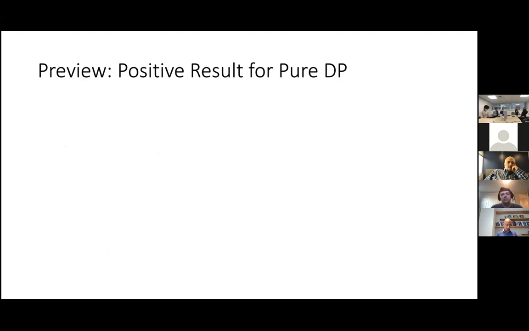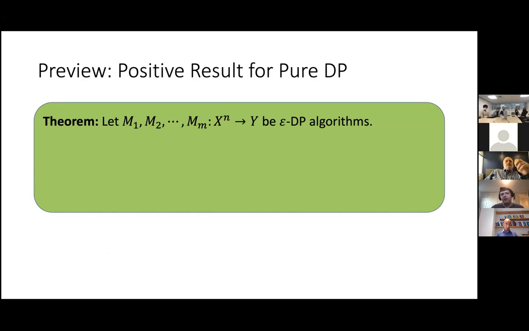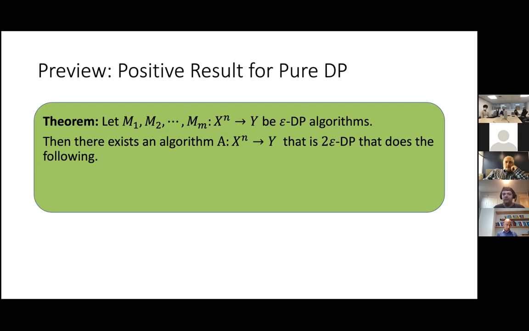Okay, so I'm just going to give you a brief preview of what a positive result looks like for the pure DP case. Let's start with a bunch of differentially private algorithms. You could think of this as just being one algorithm that you run a bunch of times, or one algorithm that you run a bunch of times with different settings of all of the knobs on the algorithm. We're just going to assume that each of them is individually epsilon differentially private. What we can show is that there exists an algorithm that is 2 epsilon differentially private. So you've got a constant factor increase in the privacy parameter.